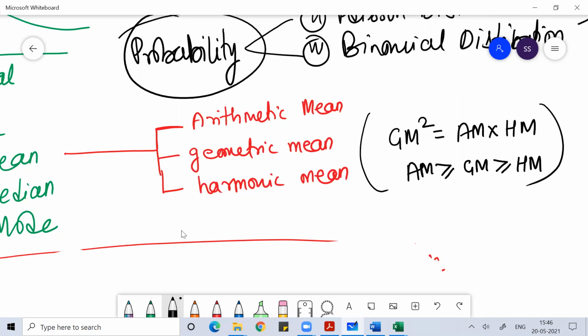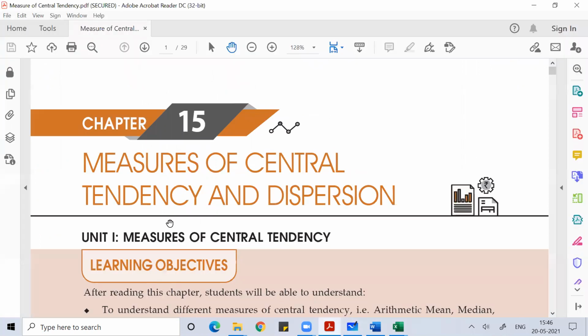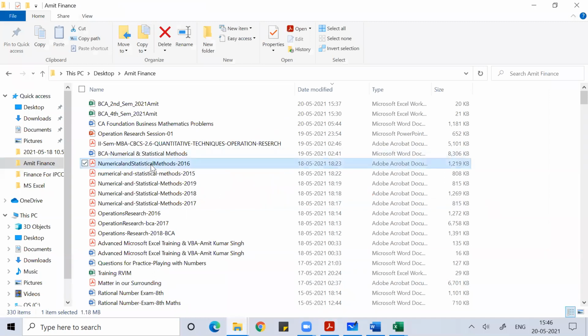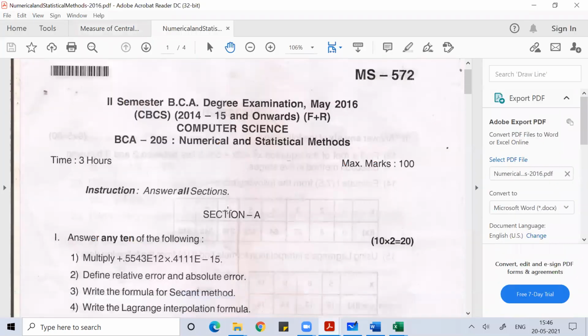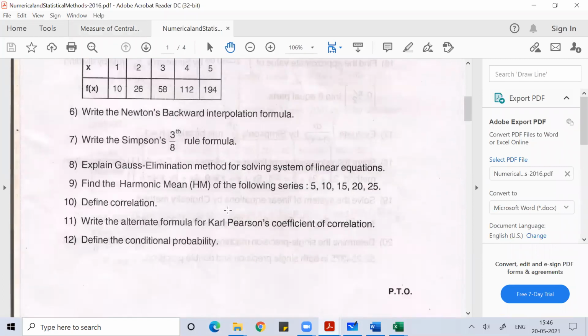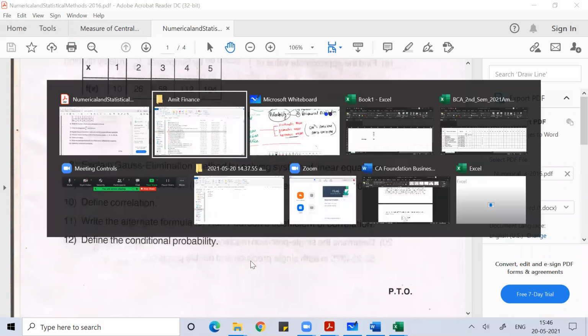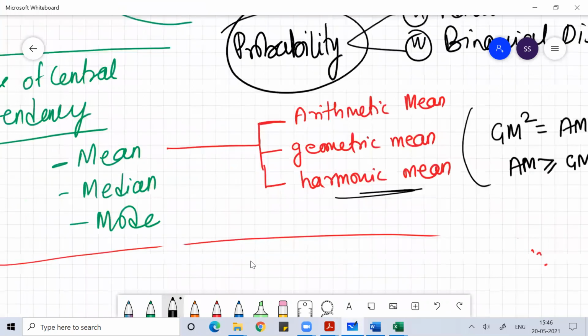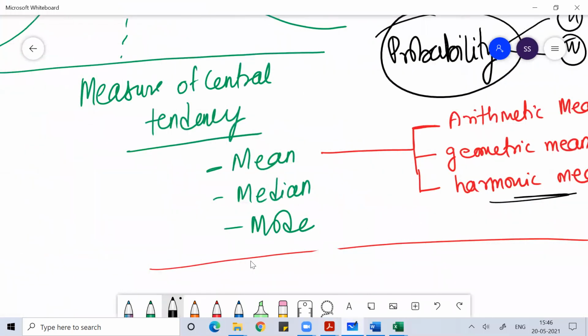I hope you people are understanding. I will discuss a lot about them. In your BCA curriculum, you always get a 2 marks problem on harmonic mean. If you open the question papers every year, you get a 2 marks question on harmonic mean. So we'll do these kinds of questions on harmonic mean, geometric mean, everything one by one. For the time being, you need to understand this part.